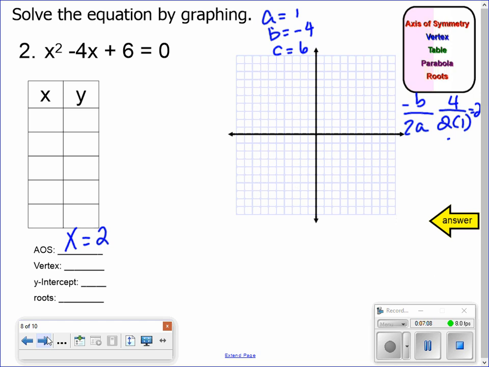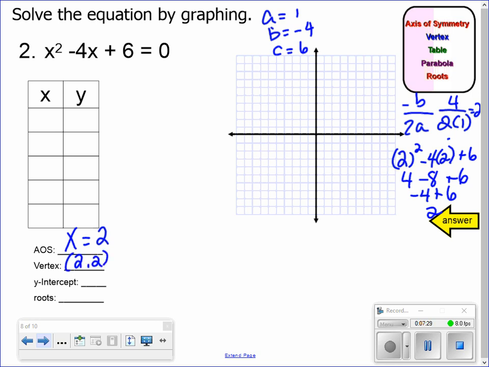For my vertex, again, plug in the 2, substitute that into the equation. So that's 2 squared minus 4 times 2 plus 6. That's 4 minus 8 plus 6. That would be negative 4 plus 6, which is positive 2. So my vertex is 2, 2. Again, my vertex is going to be a minimum because this parabola opens up, since a is positive. And go ahead and find my y-intercept: make x 0. All that would be left is the c, so that would be 6. So 0, 6.